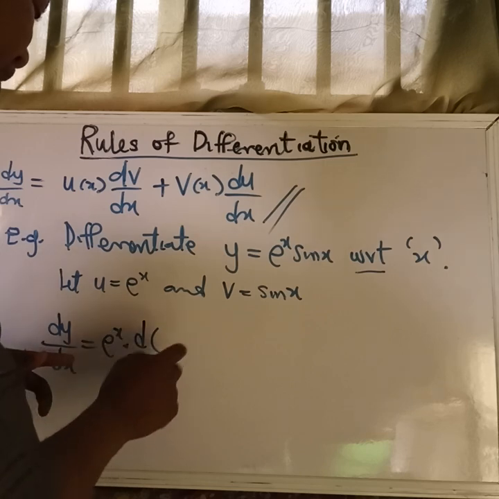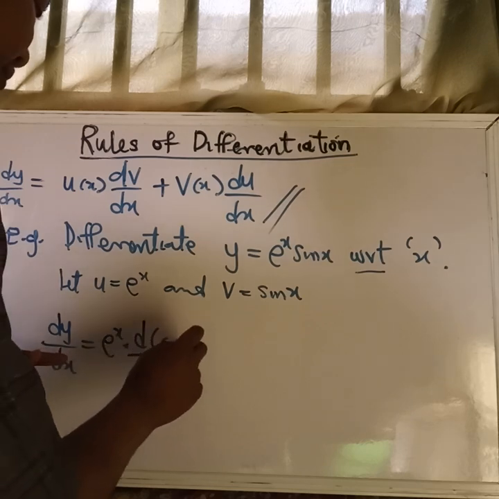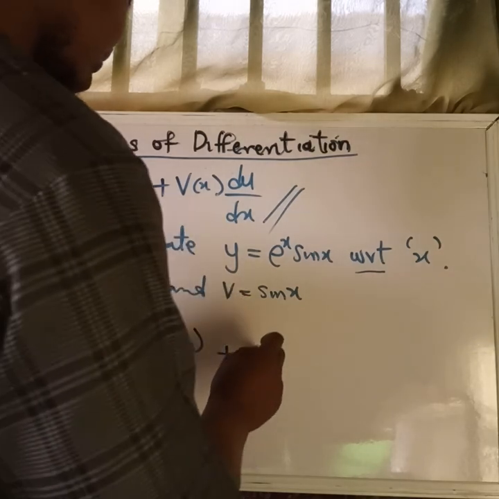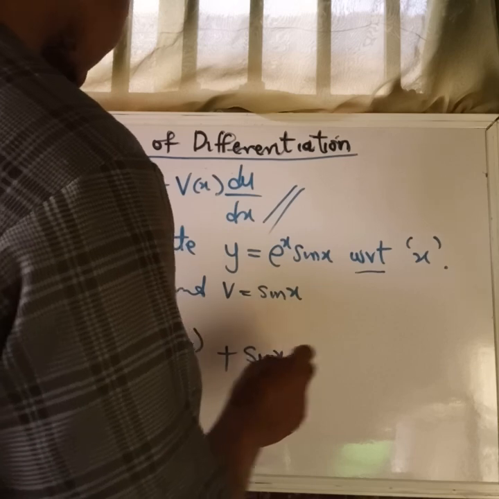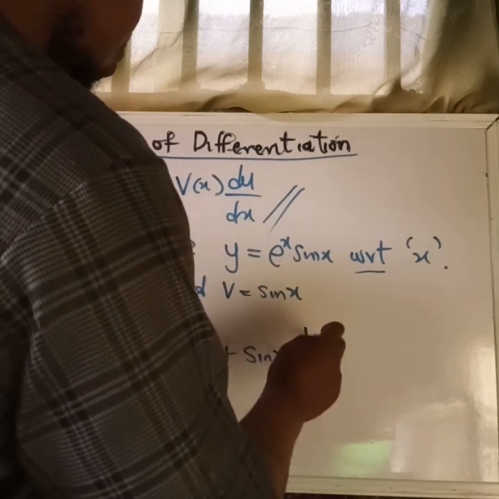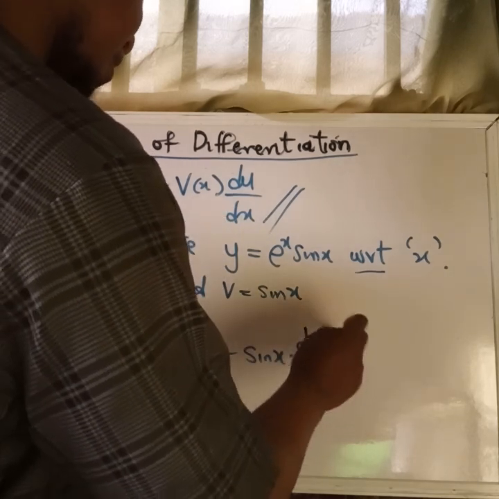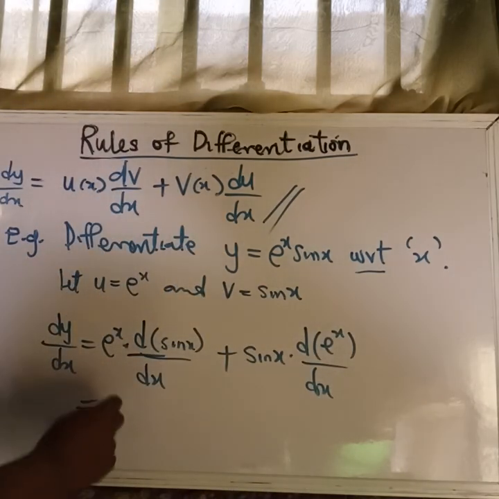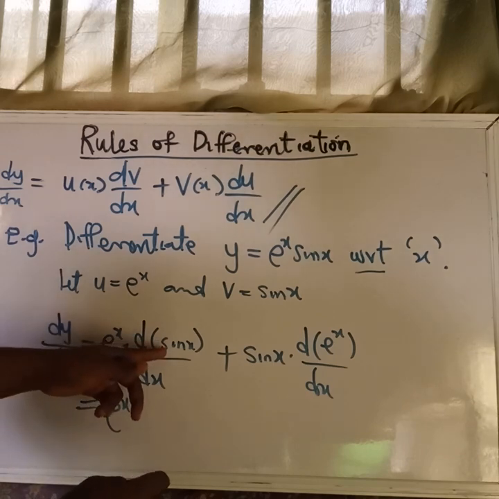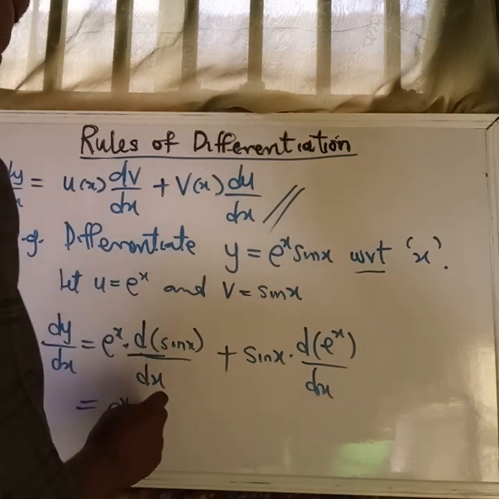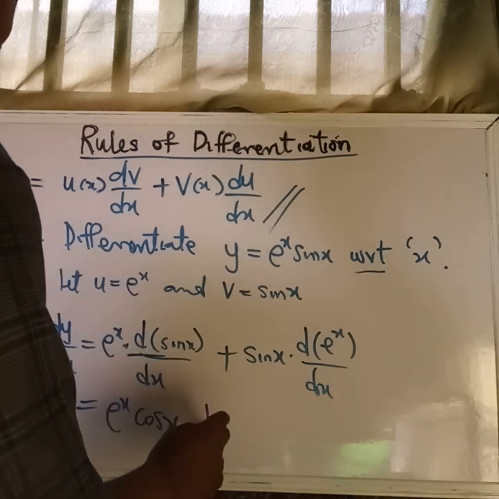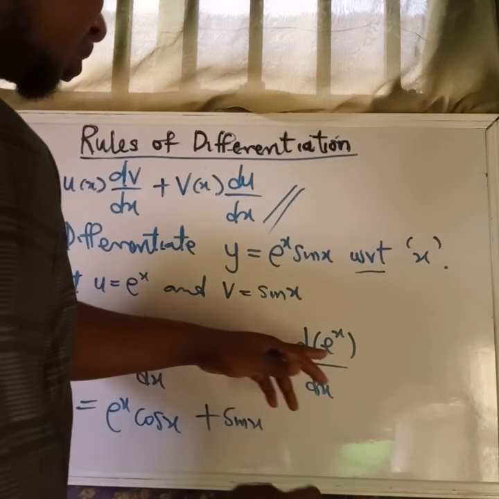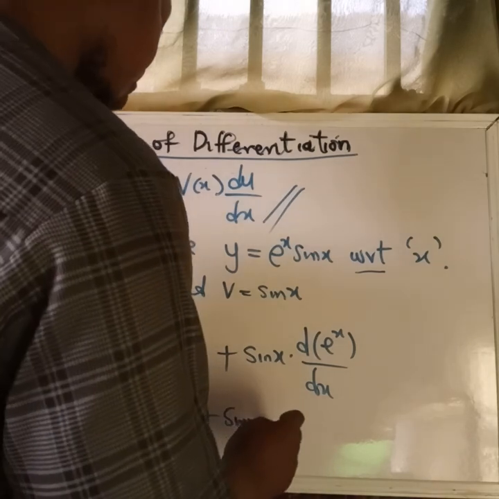Okay, so let's put v there. V here is sine x, and this is multiplying du, and here u is exponential x. So accordingly, this is exponential x. When we differentiate sine x with respect to x, this gives cos x. And if you differentiate exponential x with respect to x, this does not change, it's exponential x.